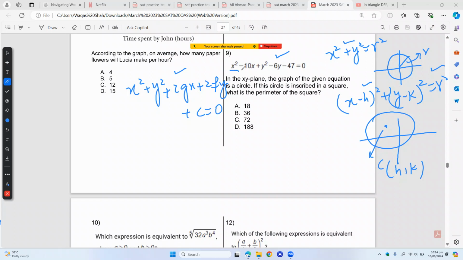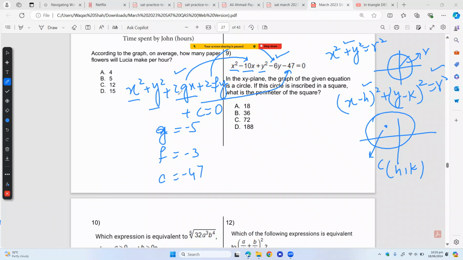Okay, so x squared and x squared, they are comparable, and 2gx is compared with minus 10x, so you can see that g is equal to minus 5. And if you compare 2fy with minus 6y, then f is equal to minus 3. Okay, and if you compare c, then c is equal to minus 47.